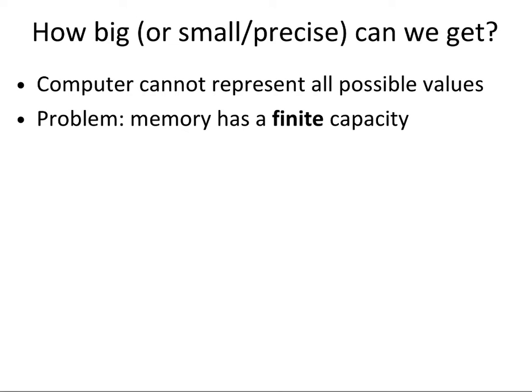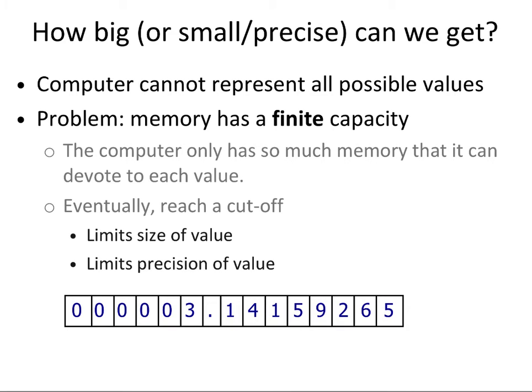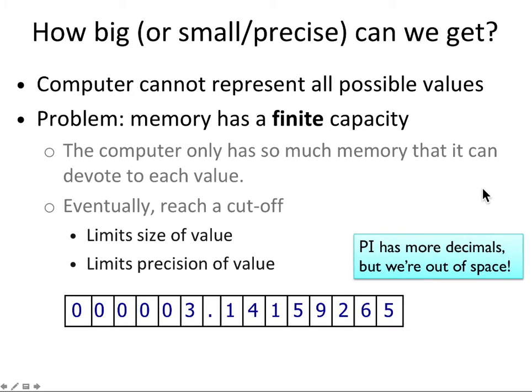Partly that's because numbers are infinite. And I don't know about you, but my computer only has so much RAM, or so much memory. So our memory has finite capacity and numbers can be infinite. So eventually we're going to reach a cutoff point that's going to limit the number of significant digits or the precision of the values. So for example, on the bottom of your screen you can see pi, 3.14159265. Pi has more decimals, but we're out of space. And so we actually can't store more than that. Or we could store more than that, but then we can't store other things.